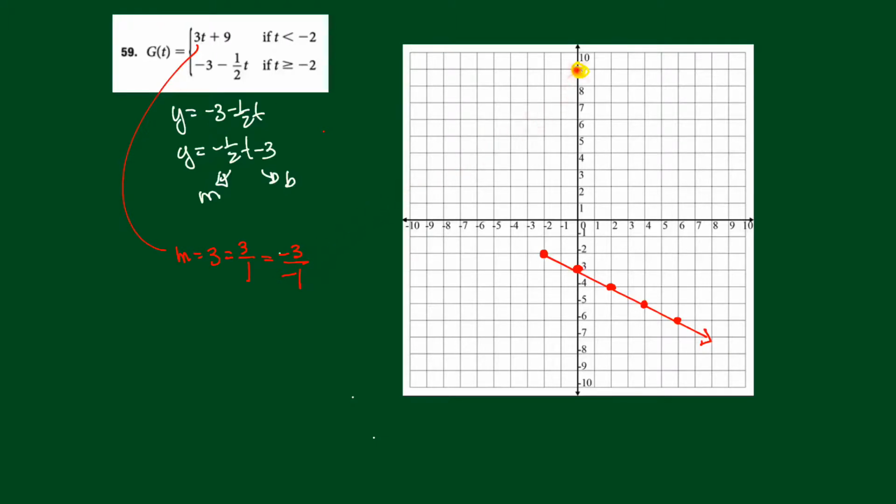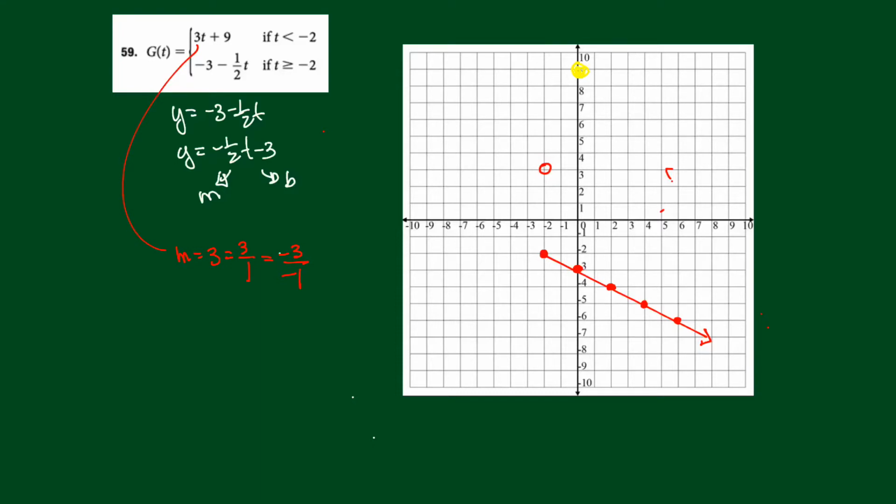So I start at this point, left 1, down 3. I'm still on the right side of negative 2, so do it again: to the left 1, down 3. All right, now that's where I want to be. But I can't use a closed circle because we have a strict inequality right there. I'll put an open circle here.